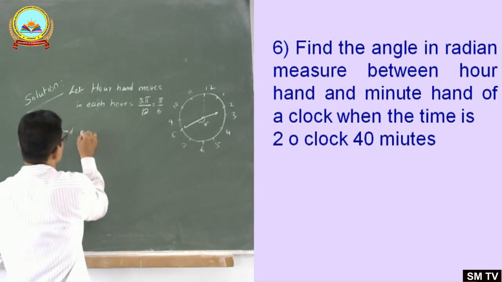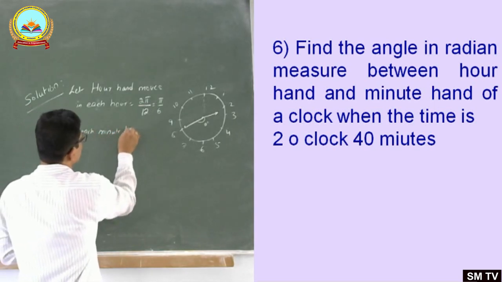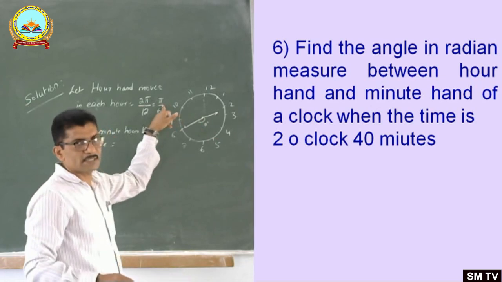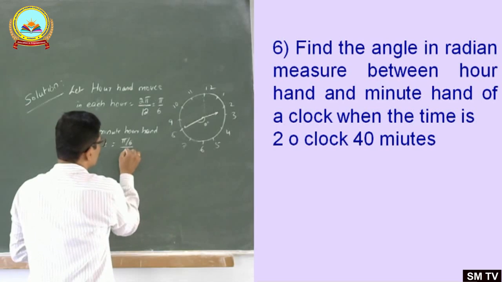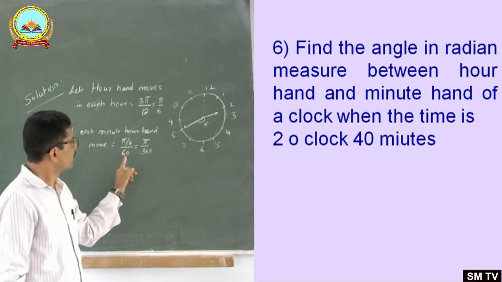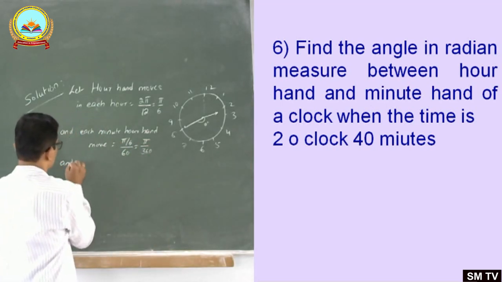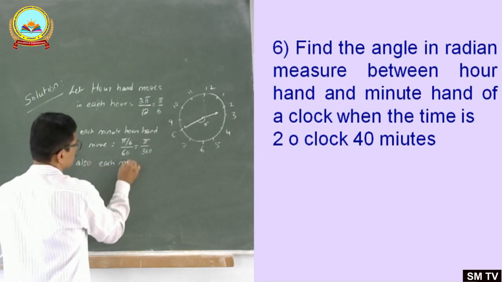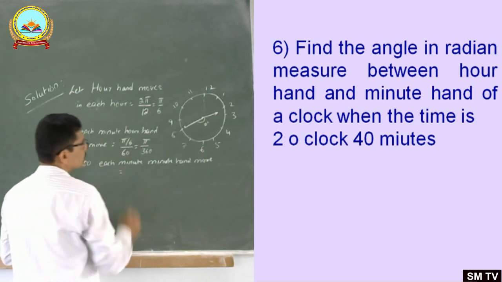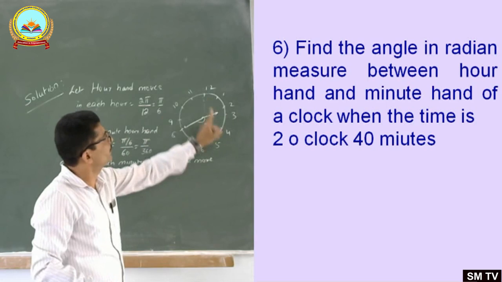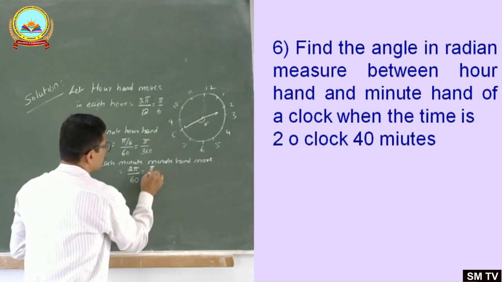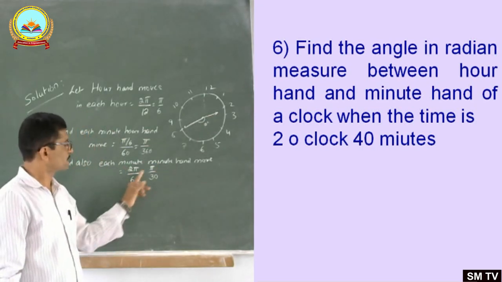And also in each minute, the hour hand moves pi by 6 radians per hour, and 1 hour means 60 minutes, therefore this value is equal to pi divided by 360 radians, or you can say 30 divided by 60, half a degree. And also in each minute the minute hand moves: the total number of minutes is 60 and 1 revolution means 2 pi radians, or 360 degrees divided by 60, you get pi divided by 30, or you can write 360 by 60, 6 degrees.